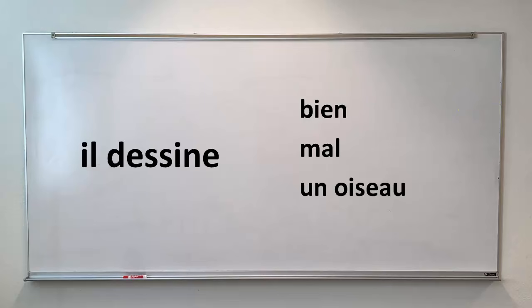Okay, another example. He draws. Il dessine. Remember, he draws, he does draw, he is drawing. So if I want to say he draws well, il dessine bien. He does draw well, il dessine bien, same thing. He is drawing well, il dessine bien. He draws poorly, il dessine mal. He is drawing poorly, il dessine mal. He does draw poorly, il dessine mal. He's drawing a bird, or he draws a bird, or he does draw a bird. Il dessine un oiseau.